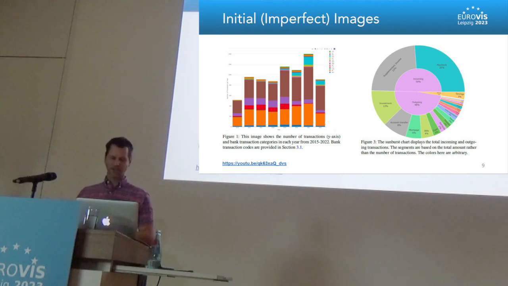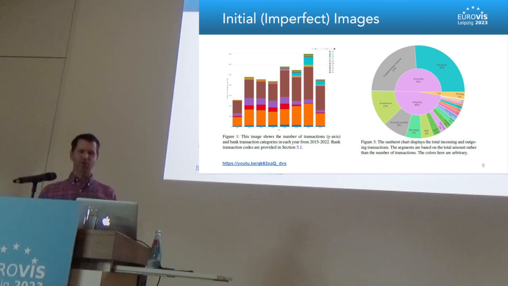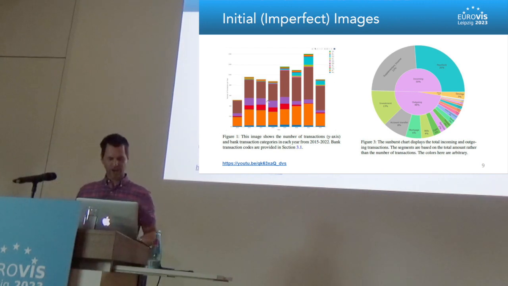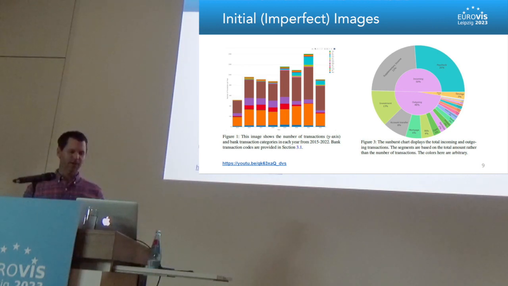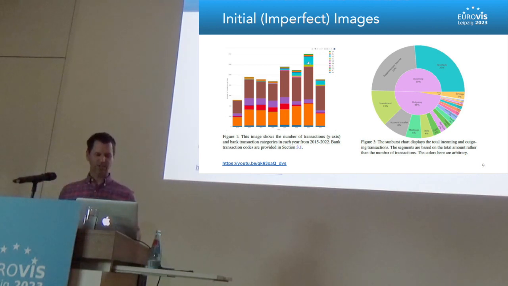So these are just some very initial and also imperfect images from the data set. This is what the transactions look like over the time span of 7 years. And these are color-coded based on the automatic categories that are assigned by the bank, right? But you can see some deviant behavior. For example, in 2021, it has an unusual number of transactions in that category. So there's a lot of history embedded in this data set.